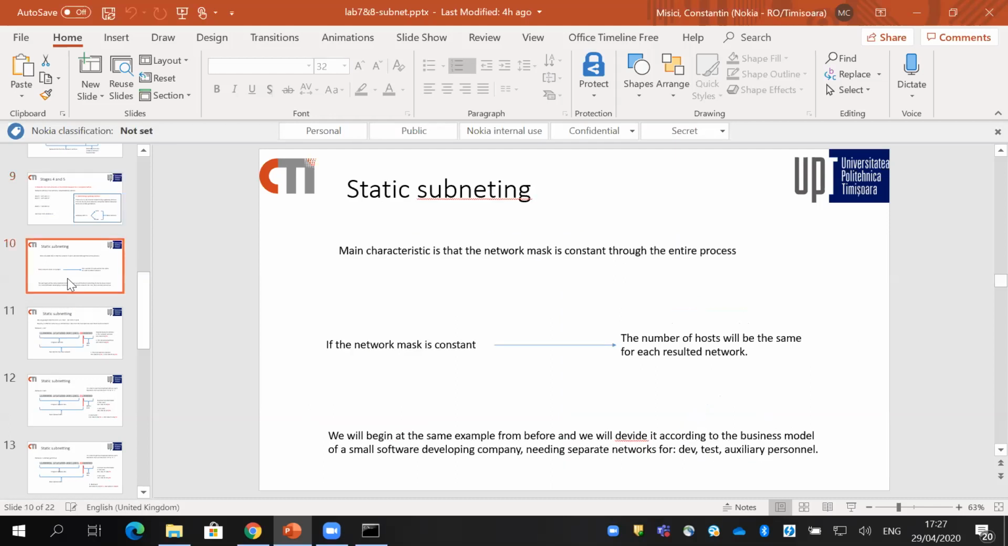Okay. Now, the first type of subnetting, so the first type of splitting up a network that we're going to discuss is the one called static subnetting, in which the network mask is constant throughout the entire process, and the number of the hosts resulted will be the same for each network. Again, we're going to go through some slides of examples in a moment, and all of these things will make a lot more sense. But it's important for you to know them beforehand.